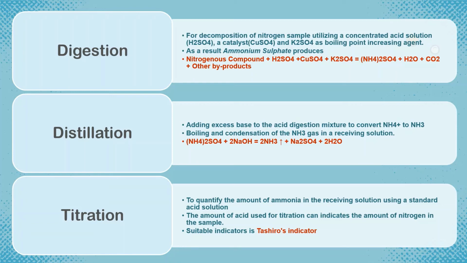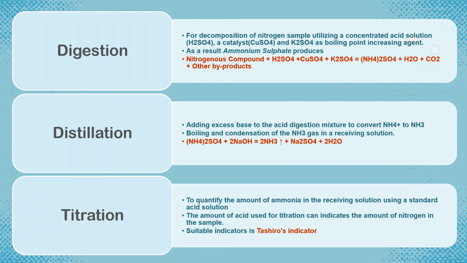In the distillation step, the products of the digestion are reacted with a base like NaOH. After this step, all the nitrogen gets converted to ammonia, NH3. The reaction goes as ammonium sulfate plus sodium hydroxide gives ammonia plus sodium sulfate plus water, and the ammonia that is produced in the distillation step now undergoes condensation. After the condensation of ammonia, the next step is the titration step.